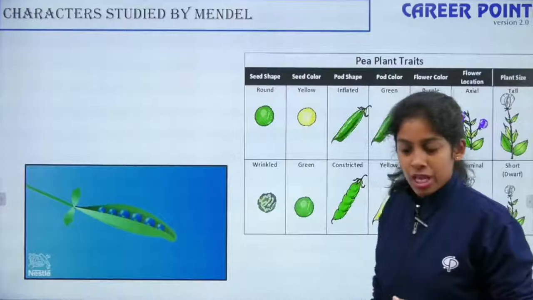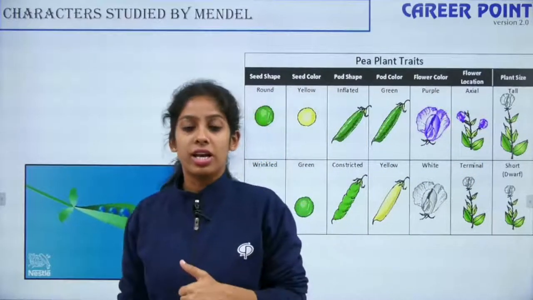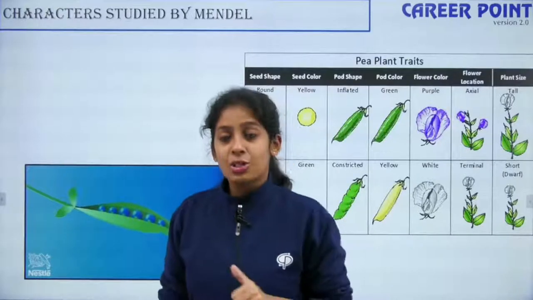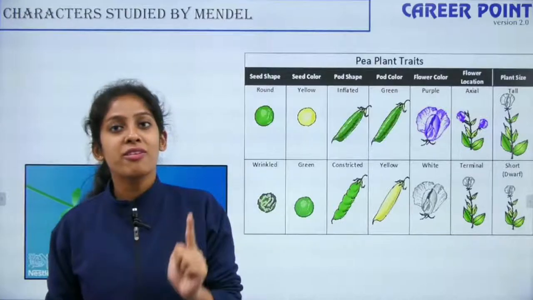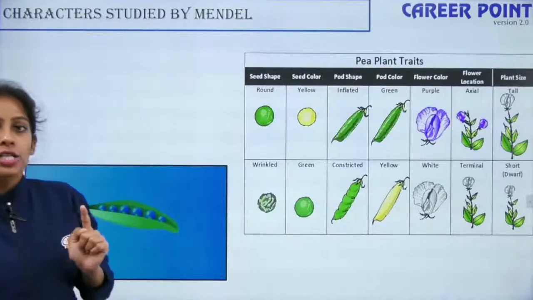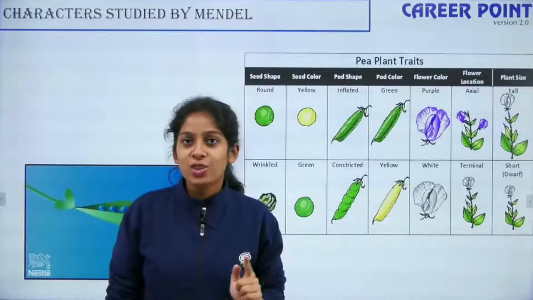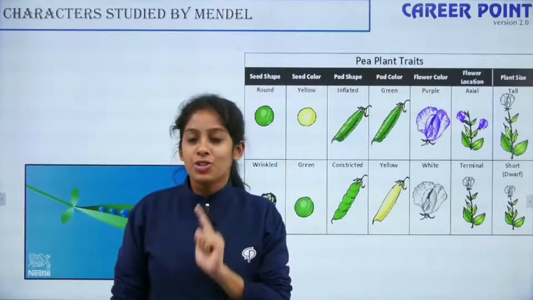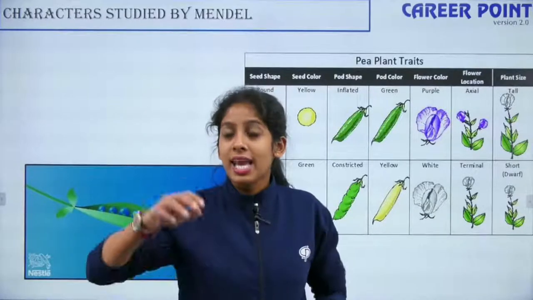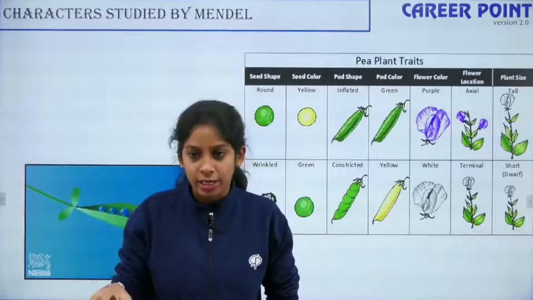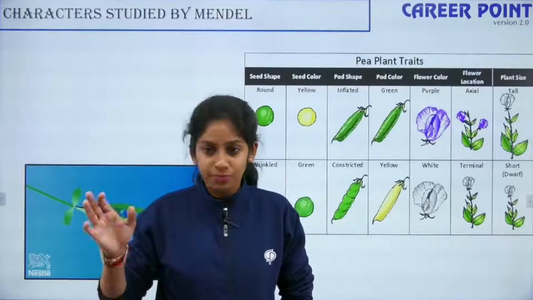What are they? Mendel chose 7 characters that he wanted to study from the pea plant. Okay, so he chose 7 pairs of characters. Ma'am, why do you say 7 pairs of characters? Because character and trait have a difference. So he chose 7 characters, but the traits that he studied were 14 traits. For example, when I say height of the plant is a character, I am concerned about the height of a plant, which is a character, right?